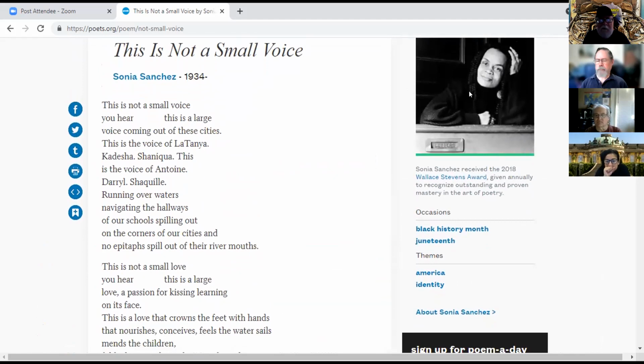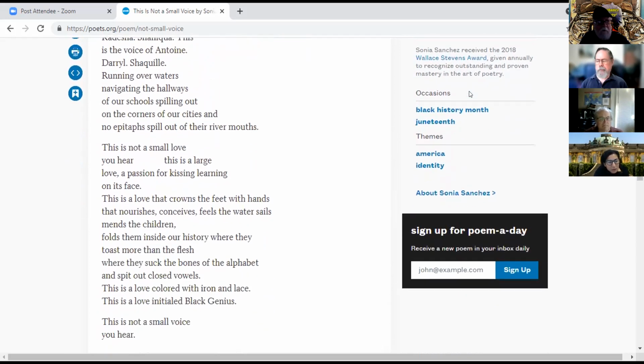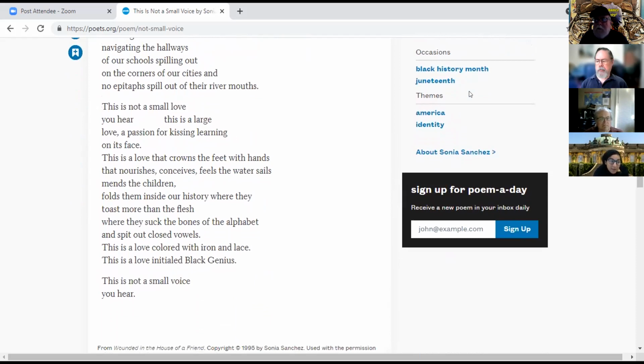No notes though. So how much is her and how much is other poets? Yeah. So you think that she put that key line, this is not a small voice you hear, right? And there's probably several phrases in here that might come from another poem, running over waters. And then she adds new settings. Or maybe the epitaphs spill out of the river mouths. That feels like an archaic line, right? Yeah, that does look like it.